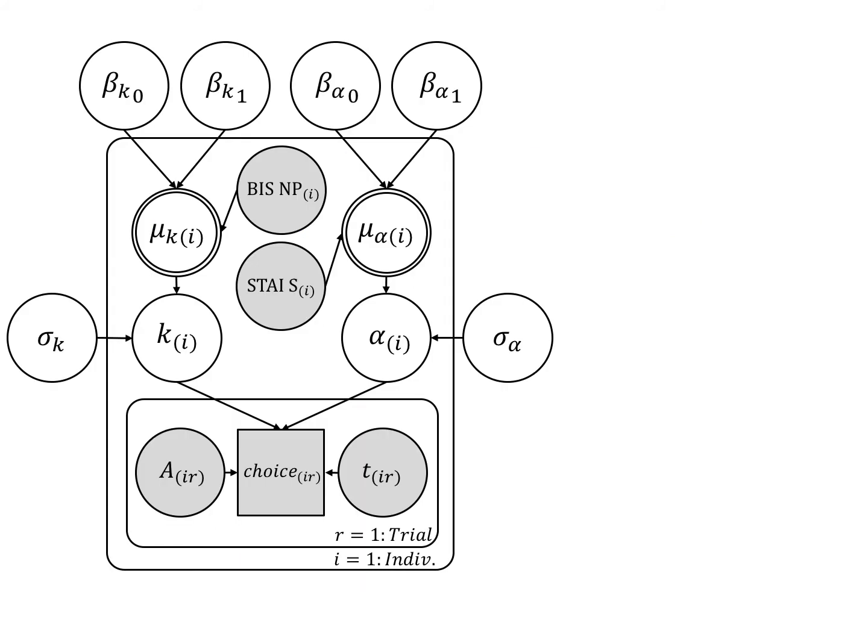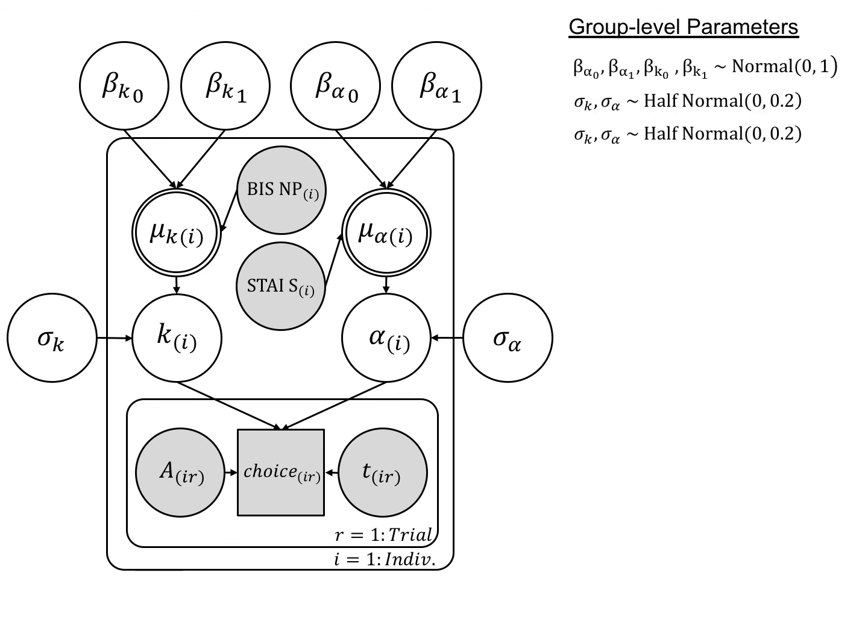To look at this, we used hierarchical Bayesian analysis, and this is a graphical model representing that, where in the outer ring we have each individual, and in the inner ring each trial. I won't spend too much time on this, but I'll go through a few of these parameter specifications. The beta weights at the very top are like intercepts and slopes for the average discounting rate, and then the effect of either the trait impulsivity score or the BIS non-planning subscore on discounting rates across subjects.